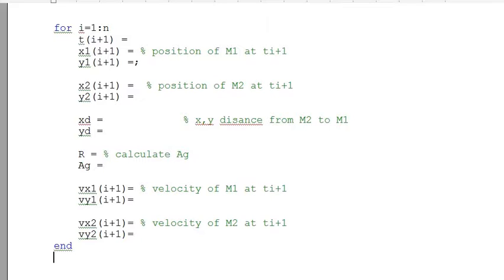This is the loop that advances the positions and velocities of both objects. Note that gravity pulls each body toward the other and is directed along a line between the two bodies. So you need to calculate the x and y components of the line connecting M2 to M1 and the distance between M1 and M2, which is r. Then use Newton's formula to calculate the force of gravity. Since the line goes from M2 to M1, the gravitational force is positive on M2 and negative on M1. Also note that it must be resolved into x and y components using xd, yd, and r.